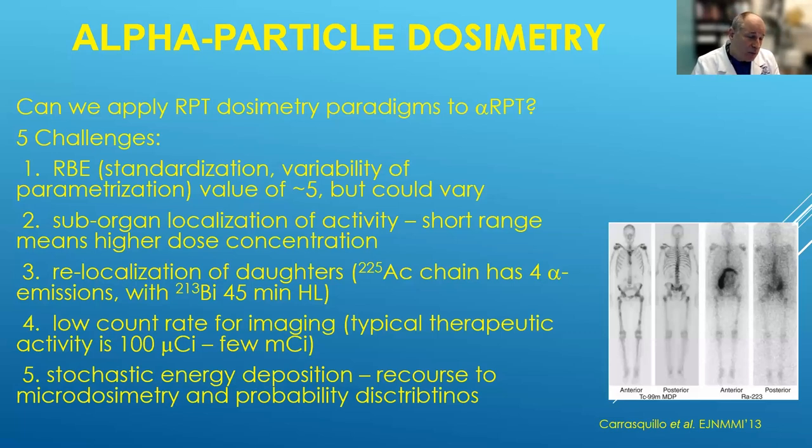With betas, and even more so with photons, the range of the energy deposition is such that this often smooths things out, whereas alpha particles are emitted over 50 to 100 microns. And so if you have localization of activity, you will consequently have localization of absorbed dose. And so if you can only image at the organ level and you do an organ level absorbed dose calculation, that average value will not correlate well with outcome. And then of course, a lot of them have daughters.